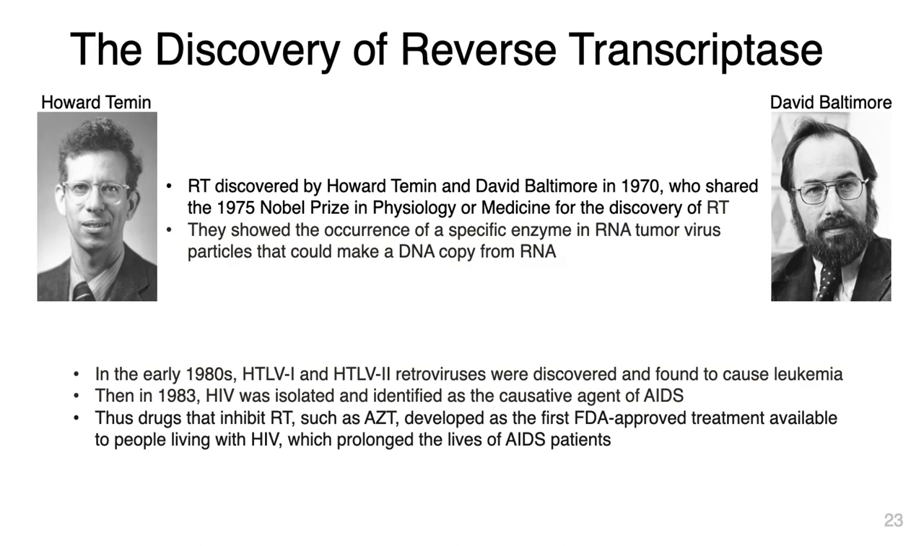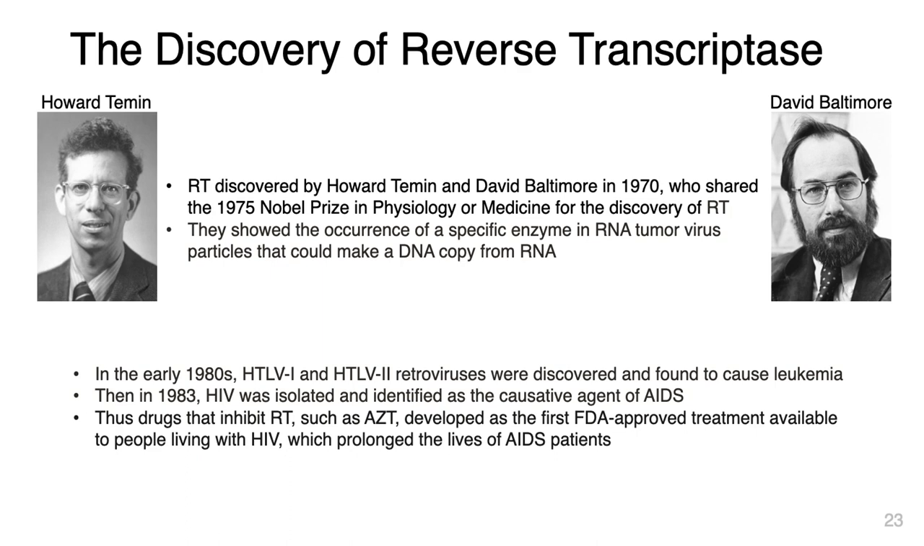The ability to amplify RNA by PCR was made possible because of the discovery of reverse transcriptase. RT was discovered by Howard Temin and David Baltimore in 1970. They shared the 1975 Nobel Prize in Physiology or Medicine for the discovery of RT. They showed the occurrence of a specific enzyme, RT, in RNA tumor virus particles, and the RT could make a DNA copy from RNA.